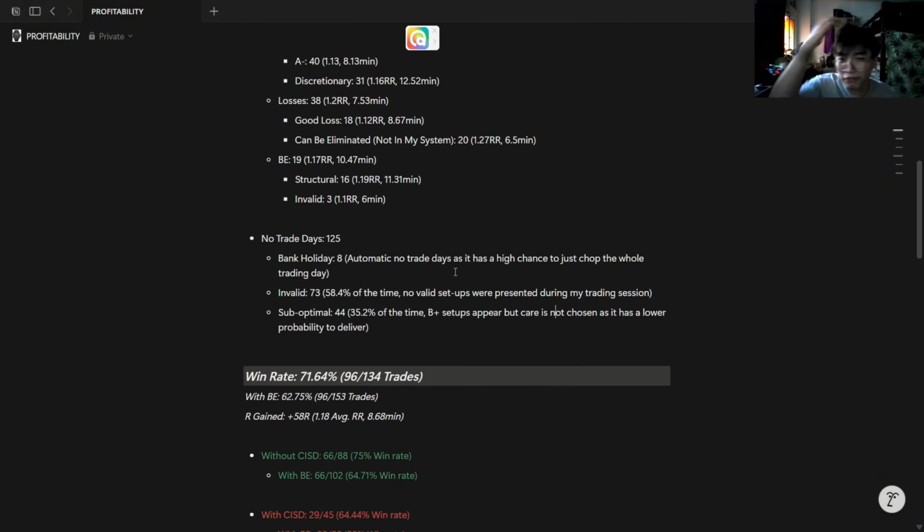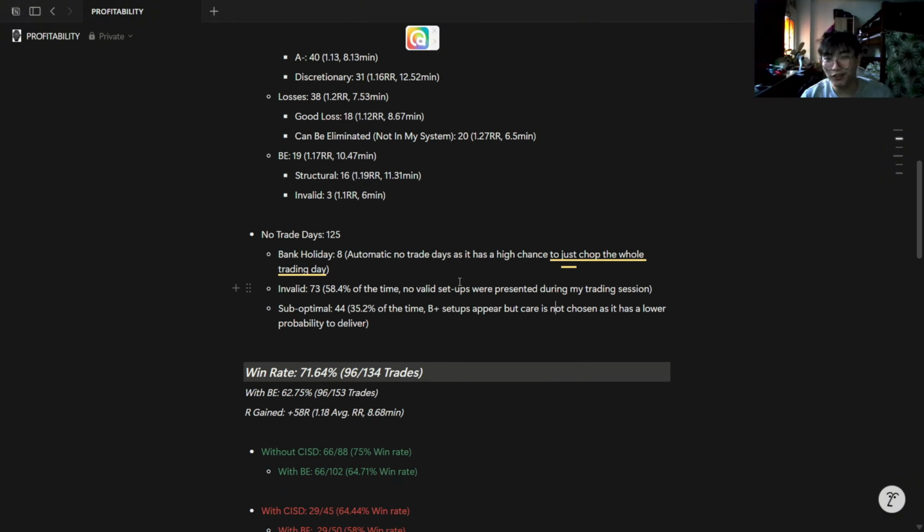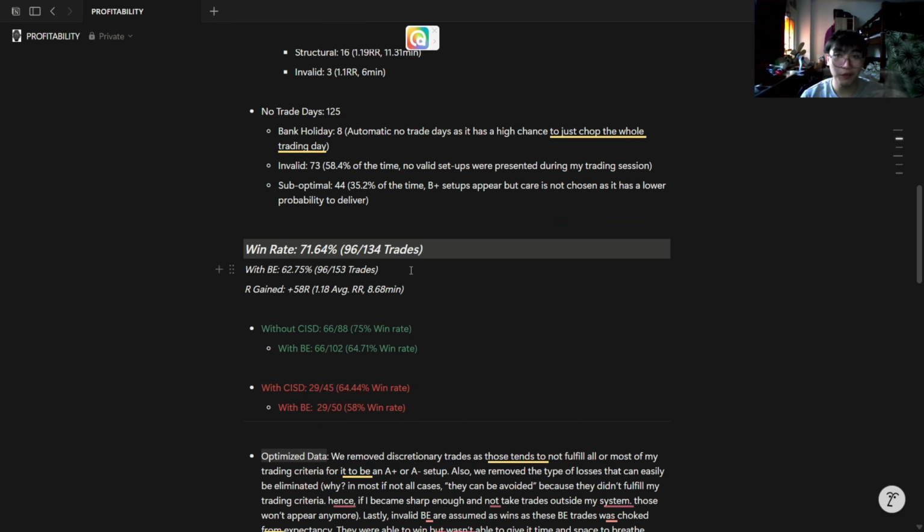So after 2025, I had a 71% win rate. As for the BE win rate, basically I count the BEs as losses because I failed to deliver expectancy. This win rate isn't really that valuable, but I still record it. This is just the win-loss ratio, 70% win rate.